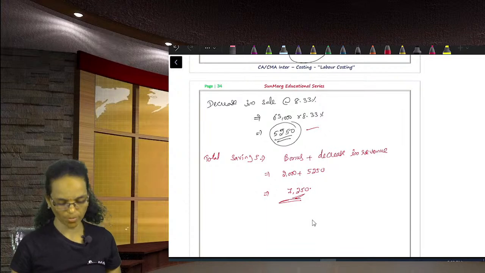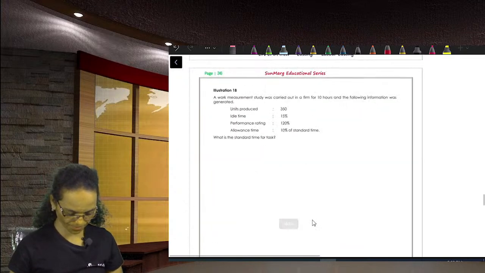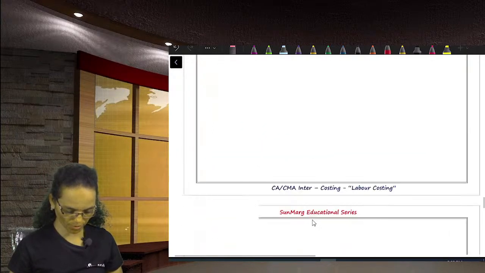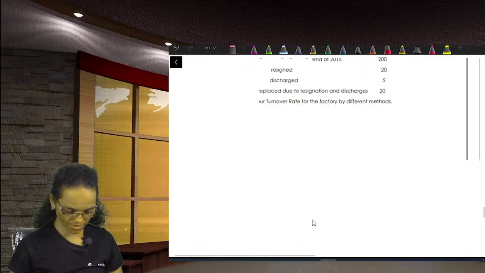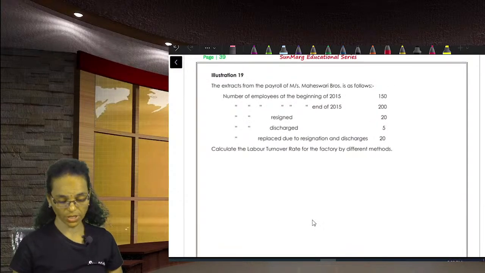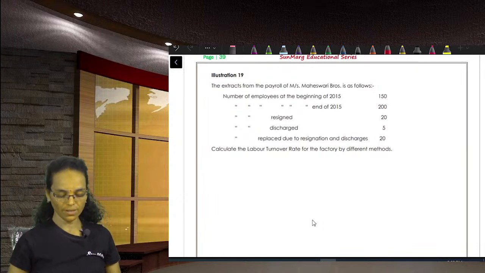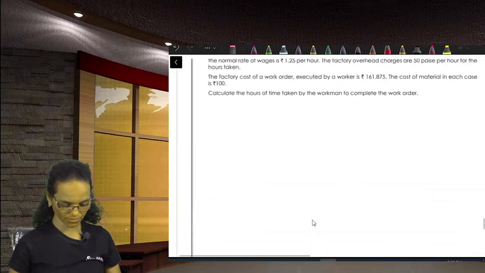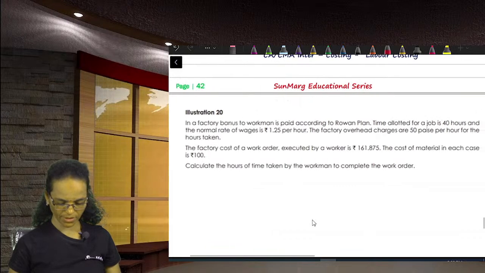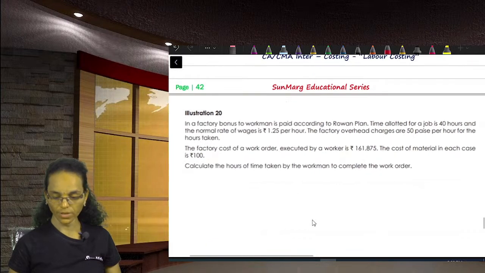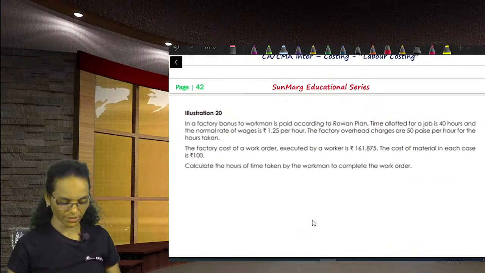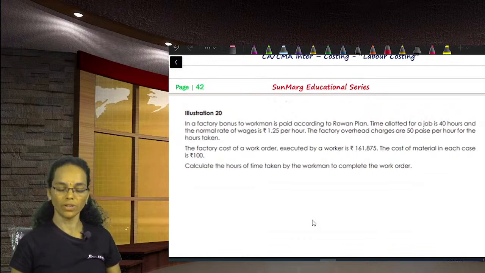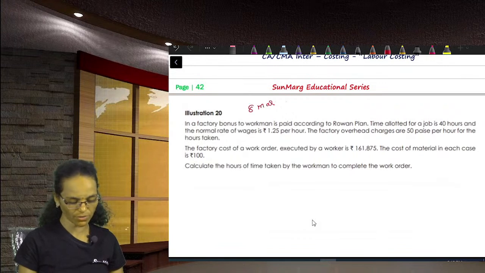Okay, we go to the next problem. This one you can do, it is a small problem. This type of problem we have done in part 1, you can check it out. The same problem, only the numbers got changed. Yeah guys, this is an important problem. The same problem can be expected for CMA Inter and CA Inter students also, for 8 marks. This is an 8 marks question.